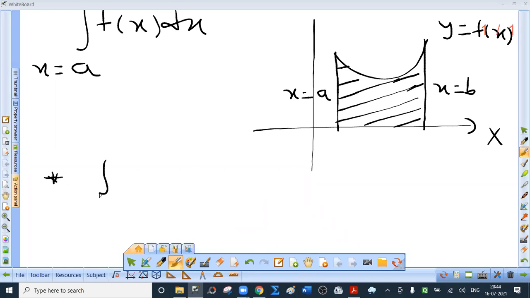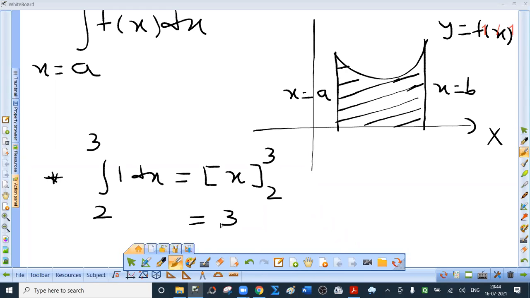Suppose I ask you to find integral 2 to 3 of 1 dx. Can you tell me what is the integral of 1? x. So the lower limit is 2, the upper limit is 3. I have already explained: first replace x by the upper limit 3, then replace x by the lower limit, which is 2. So 3 minus 2, which is nothing but 1. So what is the value of this definite integral? 1. Will you say 1 plus c? No, it is 1, which is purely a real number, and hence the name definite integral.